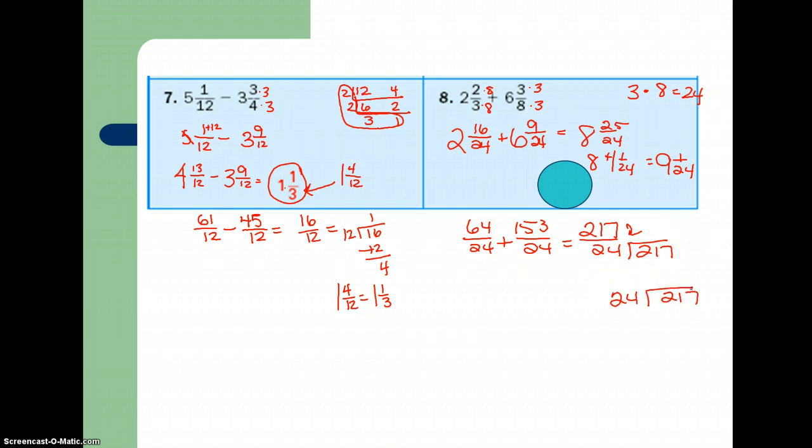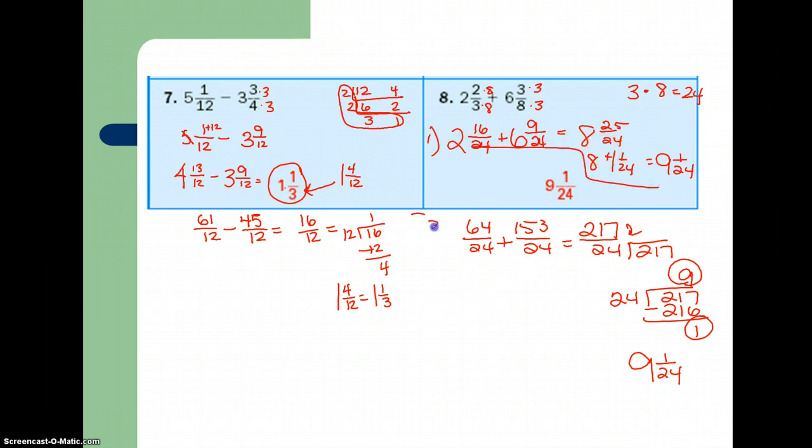And your calculator will simplify fractions for you. The 24 goes into 217 9 times, because 9 times 24 is 216. You have a numerator of 1. This is your whole number. Numerator is 1. Denominator is 24. Which again, we got when we did it up here as well. So there's 2 different methods on how to solve the problem.